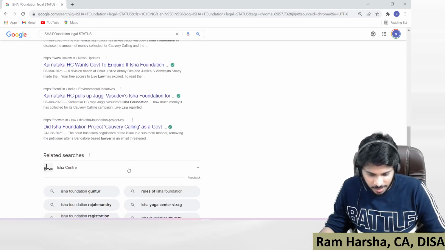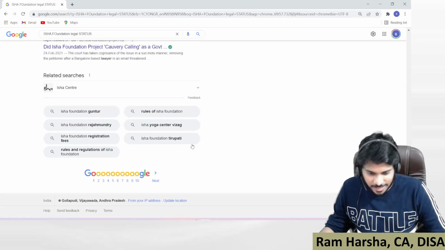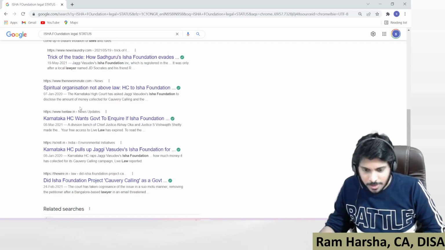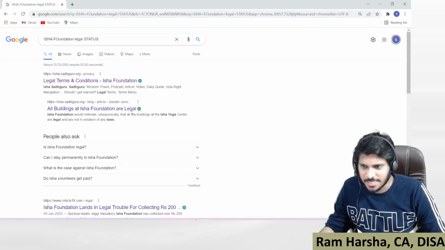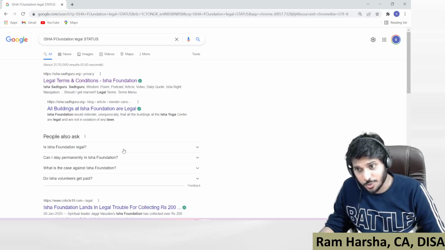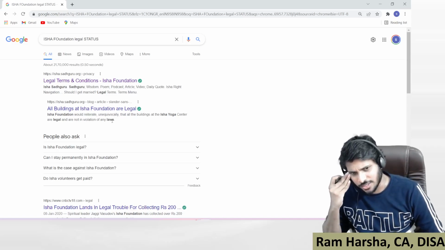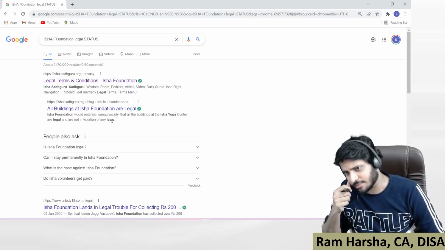You're not getting the data. But anyhow, you try to find out if it is possible for you. Since nowhere it is mentioned, I don't think it's a company. I think it's a trust probably, or as a society they would have registered under the Societies Registration Act probably. Yeah, obviously I think so. Isha Foundation may not be a company.